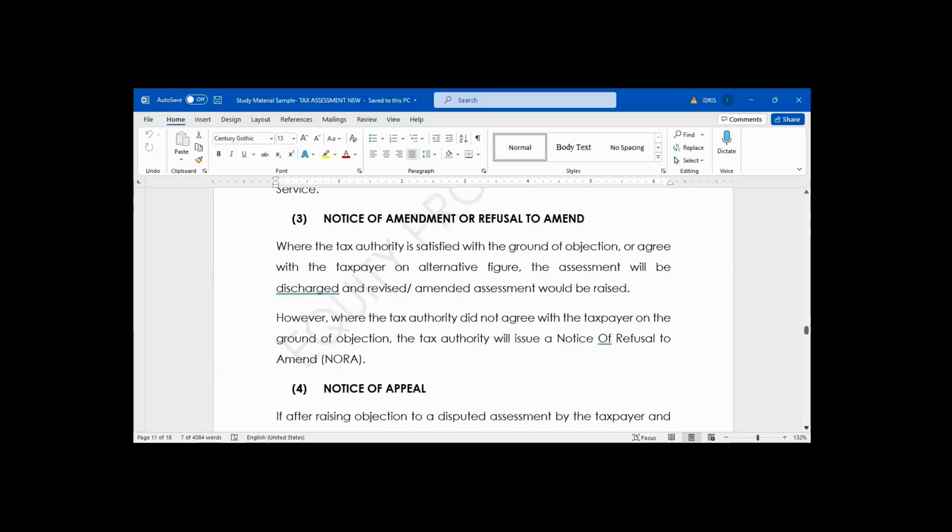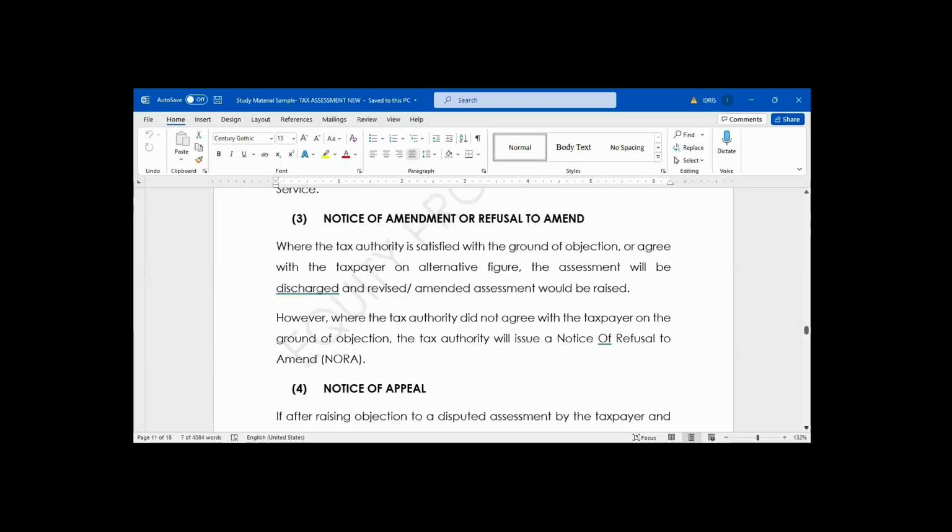Second thing that may happen: when a tax authority receives your notice of objection, if the evidence you provided for your ground of objection is not valid, you don't have supporting documents, or you don't provide sufficient evidence, they will write you a letter. What is the second letter that they can write you? Refusal to amend. Notice of refusal to amend.